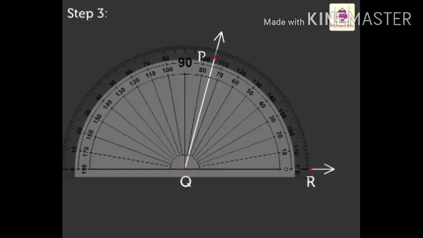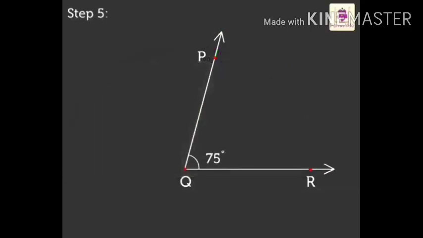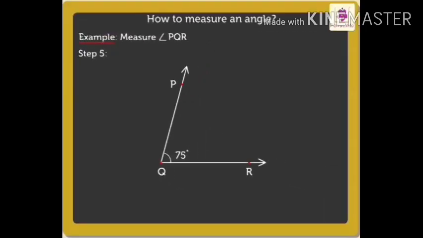Step 3. Count from 0 degree on the right side as ray QR points to the right side. Step 4. Read the degree measure that coincides with ray PQ. Step 5. Write that measure as the measure of the angle in degrees. Thus, we get the measure of the angle PQR is equal to 75 degrees.